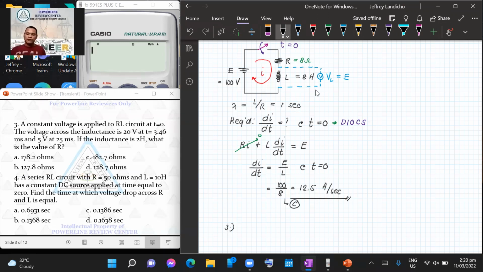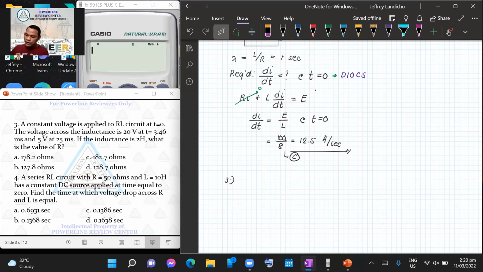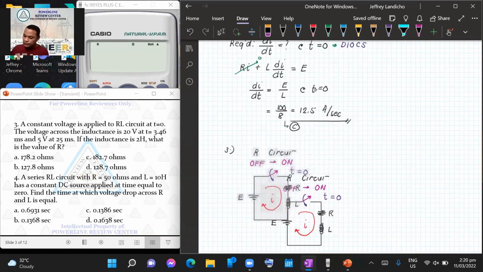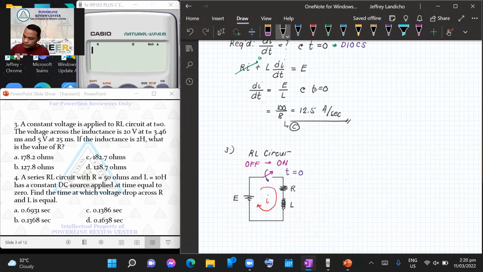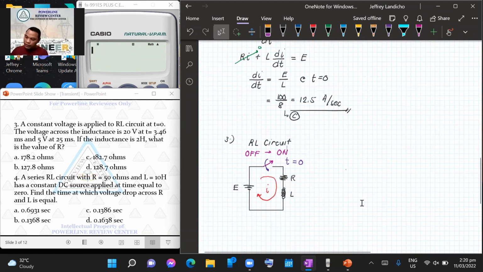So for number 3, a constant voltage is applied to RL circuit at time equal to 0. Okay, so ulit, yung ating circuit, i-copy ko na lang dito. We have RL circuit. At time equal to 0, the voltage across the inductance, at time equal to 0, voltage is applied to a circuit. Hindi binigay kung anong source voltage. So, at time equal to 0, switch is closed. So, nagpalipas tayo ng certain period of time. Simula nung i-close natin yung switch, palipas tayo ng how many seconds? So, based sa problem, 3.46 milliseconds.